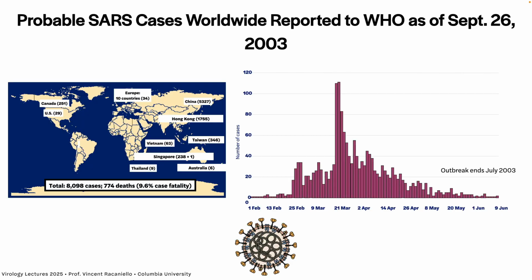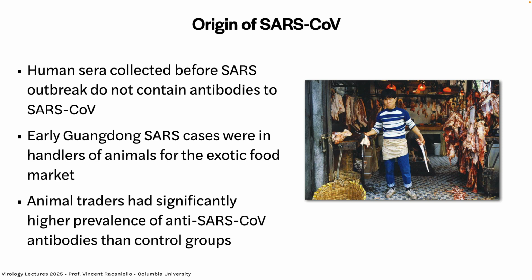So this is the epi curve of SARS. 8,000 cases, most of them in China and Hong Kong, as you can see, 10% case fatality. And again, the first reporting was in February, it peaks around March, and the outbreak ends in July 2003. So this is a coronavirus related to SARS-CoV-2, but still quite different.